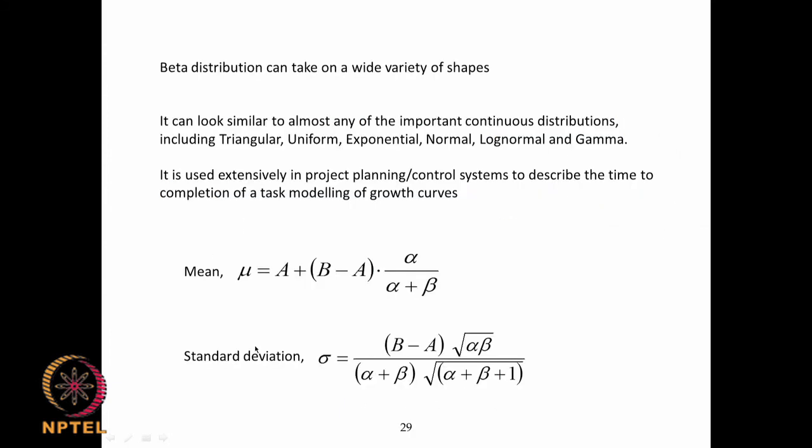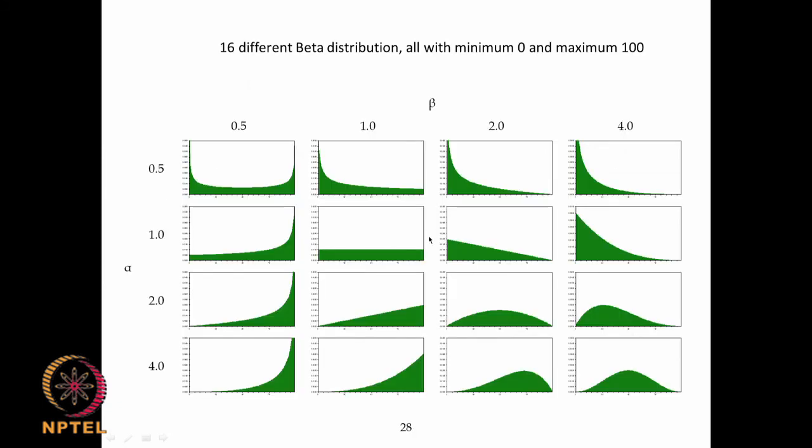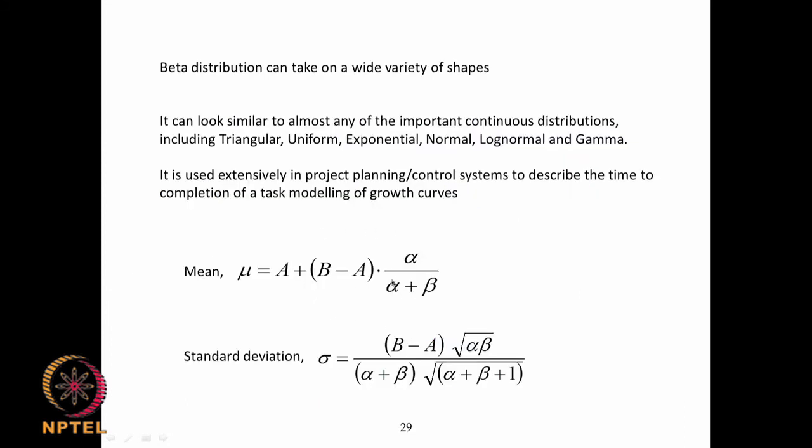Okay. Let us go forward. It can take a wide variety of shapes; it can look like triangular, uniform, exponential, normal, log normal, gamma. It is fantastic actually, used extensively in project planning, controls, and growth curves in bacterial systems. As you can see, we can get different types of growth patterns by modifying your alpha and beta.